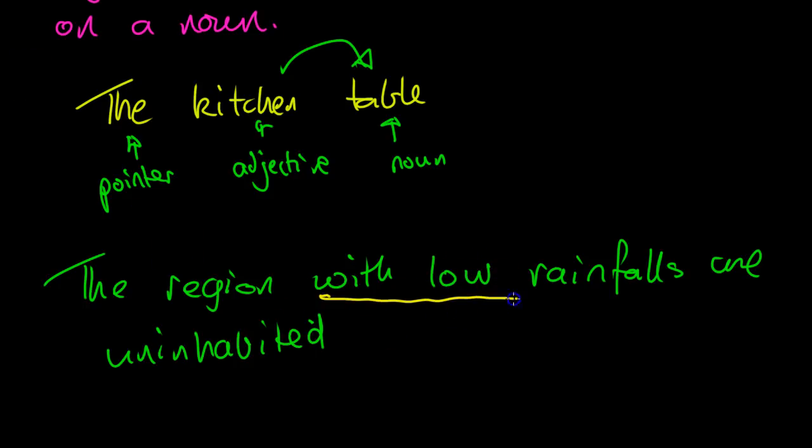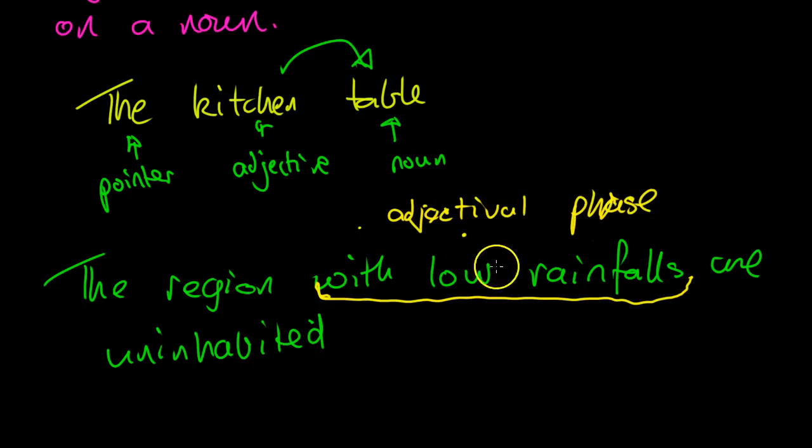With low rainfalls is a noun group. Here's the noun, here's the pointer, and here's the adjective. With low rainfalls is also doing the job of describing the region. Therefore, we call that an adjectival phrase. You don't need to remember that, but you do need to know that with low rainfall is a noun group.